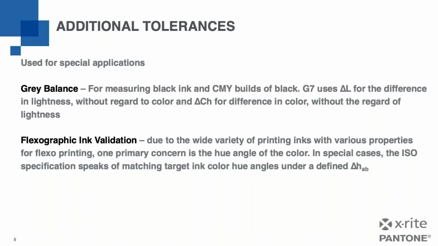And then for flexographic ink validation, due to the wide variety of printing inks and the substrates we're printing on, and the various properties that the inks have to have for different kinds of applications, whether it's for food product or scuff resistance or fade resistance, a real big concern there is trying to match the hue angle of the ink color. So in special cases, the ISO specification speaks about matching a target ink color hue under a defined delta H sub AB. So we're just looking at the hue angle of that ink and trying to match it to some standard hue angle.